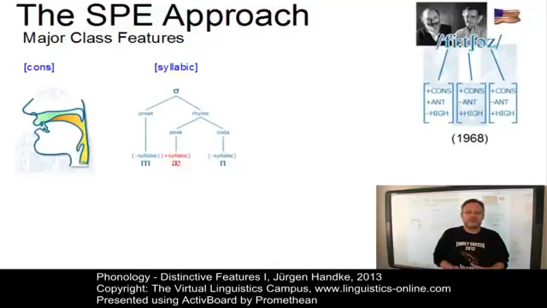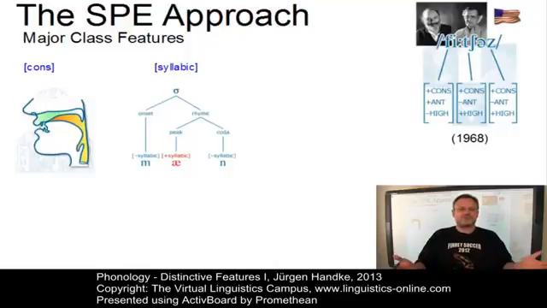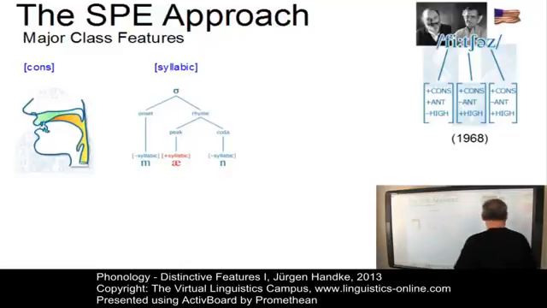Assuming a nonlinear format of phonological representation, especially the onset-rhyme split of the syllable, this feature becomes redundant since it coincides with the peak of the syllable.